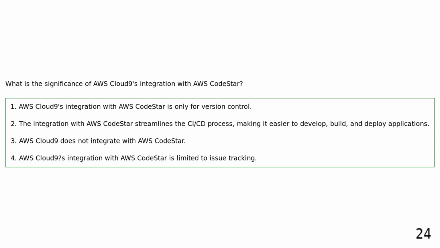What is the significance of AWS Cloud9's integration with AWS CodeStar? AWS Cloud9's integration with AWS CodeStar is only for version control. The integration with AWS CodeStar streamlines the CI/CD process, making it easier to develop, build, and deploy applications. AWS Cloud9 does not integrate with AWS CodeStar. AWS Cloud9's integration with AWS CodeStar is limited to issue tracking.